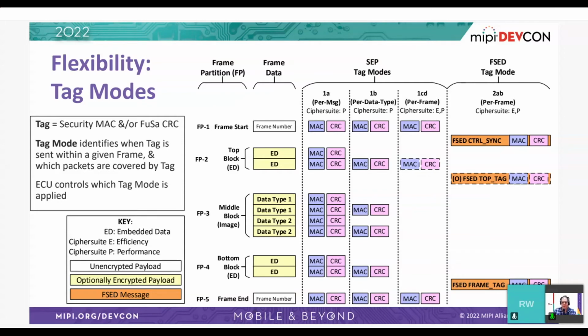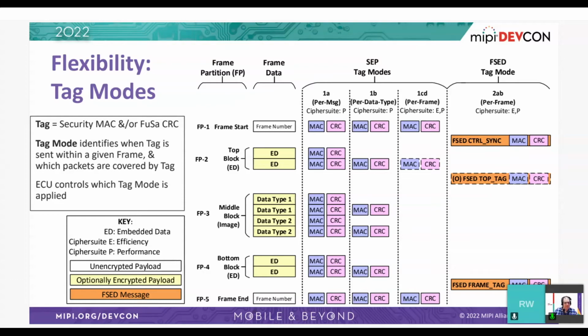Okay, so that was the first area of flexibility that we provide. The next one is what we call tag modes. On this slide, we're showing the tags for FUSA and security. Security has a message authentication code, and FUSA provides a CRC, which can be used for checking bit errors. The tag mode identifies when one of these tags is going to be sent within a given frame and which packets are covered by the tag.